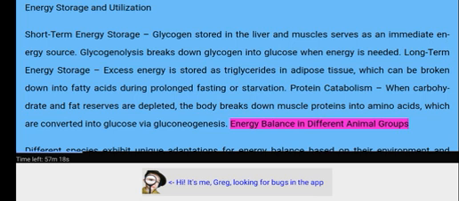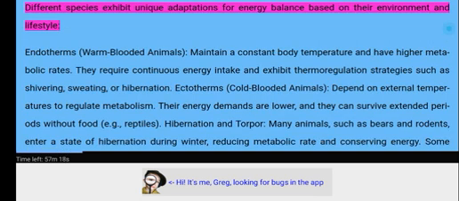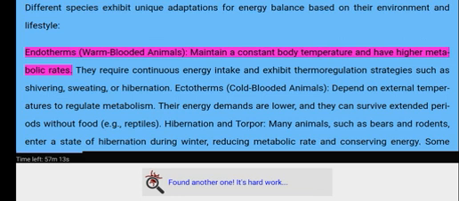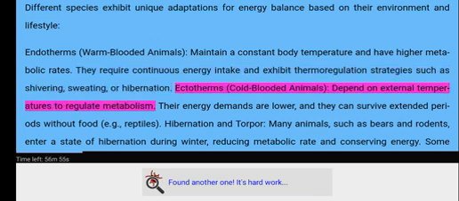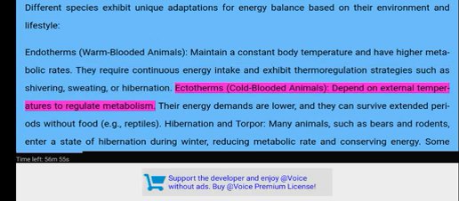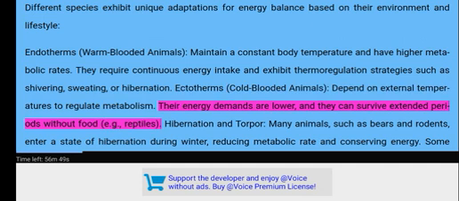Energy balance in different animal groups. Different species exhibit unique adaptations for energy balance based on their environment and lifestyle. Endotherms, warm-blooded animals, maintain a constant body temperature and have higher metabolic rates. They require continuous energy intake and exhibit thermoregulation strategies such as shivering, sweating, or hibernation. Ectotherms, cold-blooded animals, depend on external temperatures to regulate metabolism. Their energy demands are lower, and they can survive extended periods without food, for example reptiles.